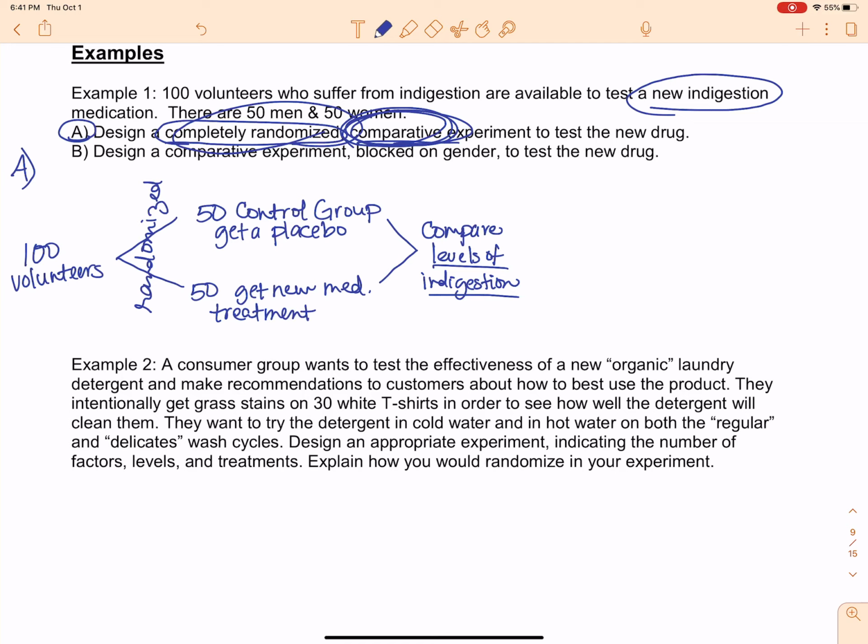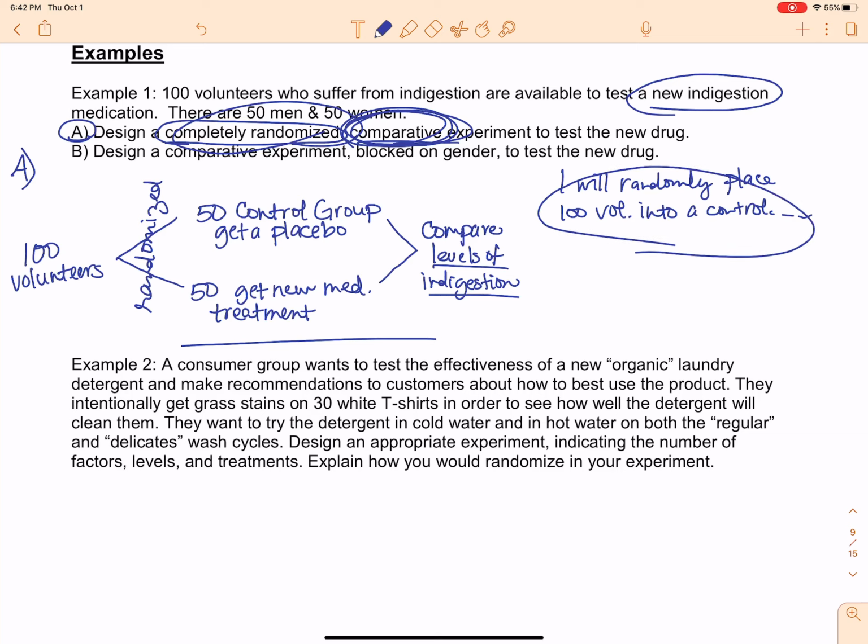Now, if you're uncomfortable with this formatting, you can write it out. You can write, I will randomly place 100 volunteers into a control group, 50 in this group, 50 in that group. You get the idea. So you can write it out, or you can create it this way. It does not matter to me which way you do it. But in fact, in our current situation with people typing stuff, it might just be easier for you to describe it, and that's totally okay. So that is how you do that.